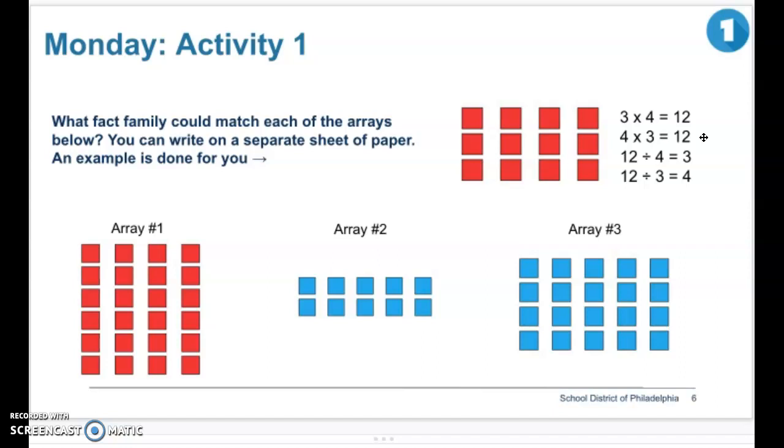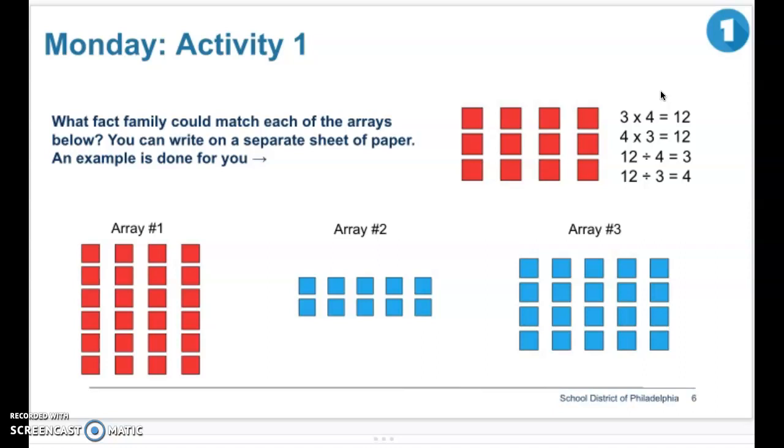If I have 12 total squares in my array, and I break those 12 squares into 4 equal groups, there are 3 squares in each group. Or I have 12 total squares, and I can break them into 3 equal groups, and there are 4 squares in each group. This is my fact family. These are 4 related facts that use the same numbers to describe my array.